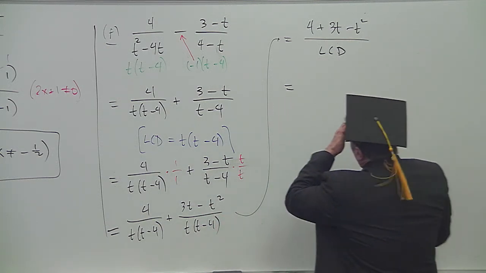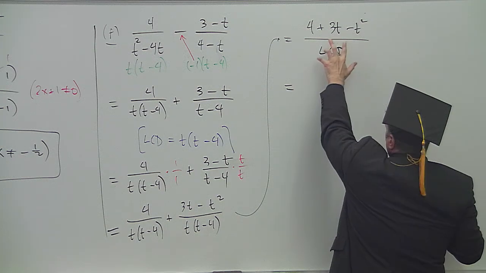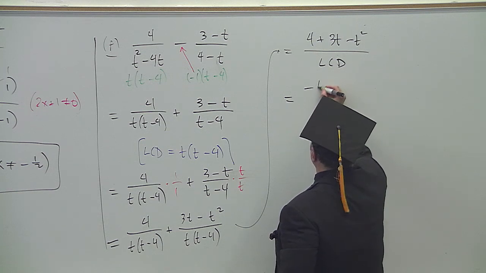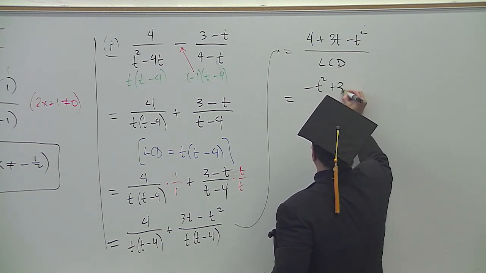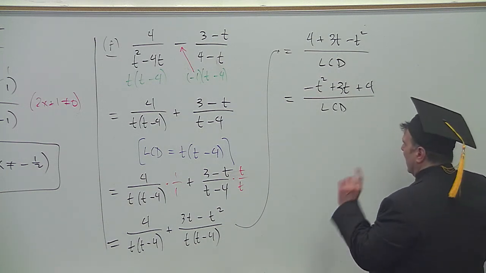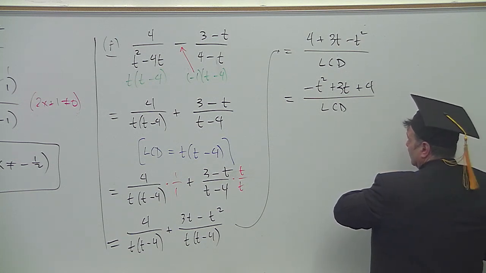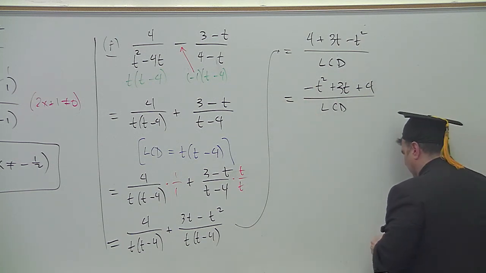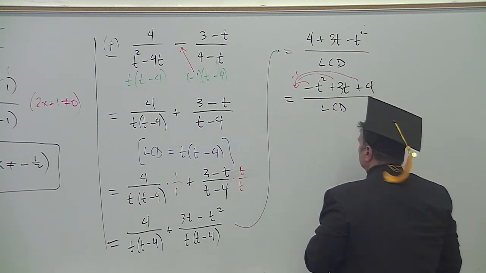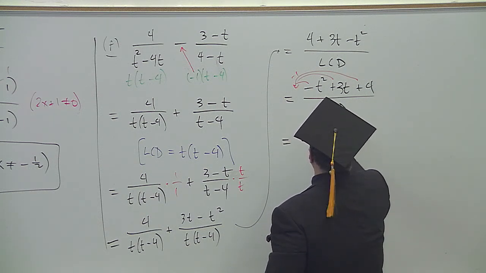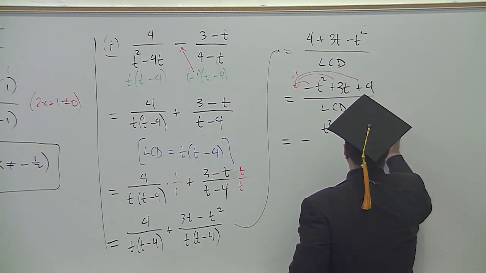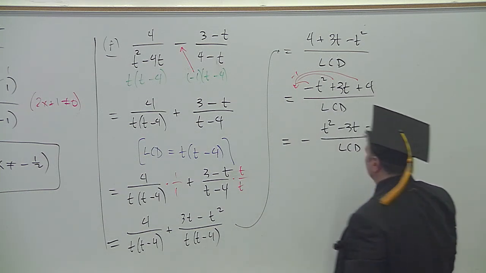You might think we're done, but we're open to the possibility that this can reduce. Therefore, we're going to try to factor the numerator. I'm not good at factoring when the terms are in that order, so I'm going to rewrite that as minus t squared plus 3t plus 4 over the LCD. I'm also not good when the leading coefficient is negative, so I'm going to take a negative out of this whole thing and put it as a minus sign in front. This is minus t squared minus 3t minus 4 over the LCD.